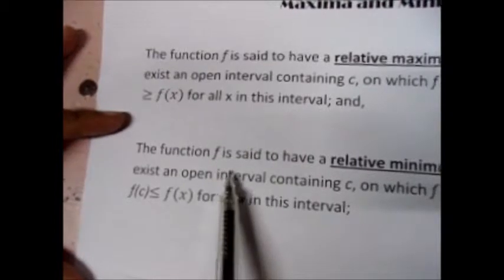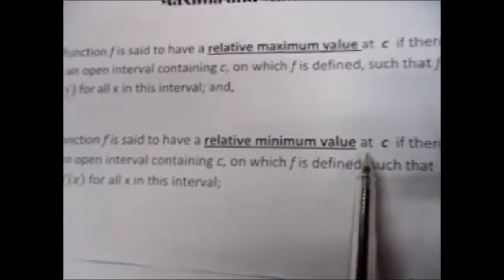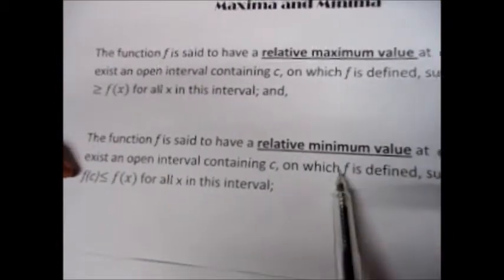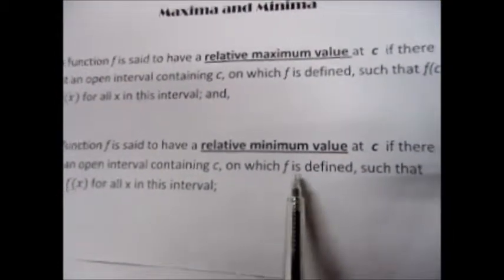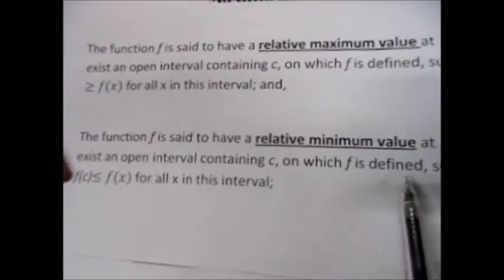And the function f is said to have a relative minimum value at c if there exists an open interval containing c on which f is defined such that f of c is less than f of x for all x in this interval.